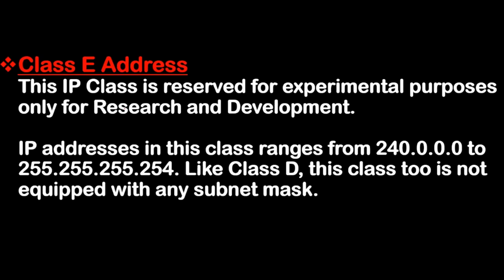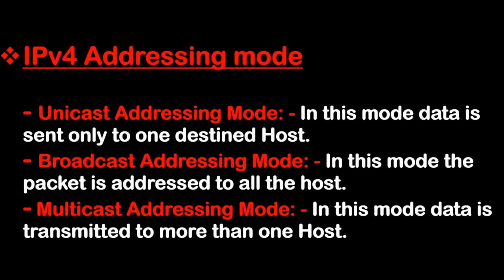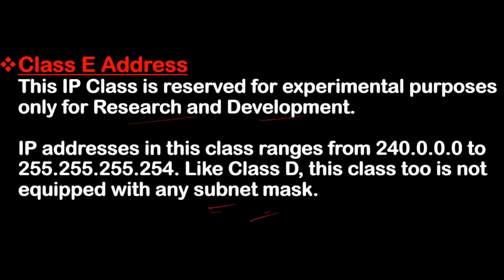In class E, same thing. Class E is reserved for experimental purposes, only for research and development. In this class range, we also don't have any subnet mask, so we can't calculate any network part or host part here. Right. So these are the classes of IP address and the subnet mask. We have discussed the subnet mask, classes of IP address and IP version 4.